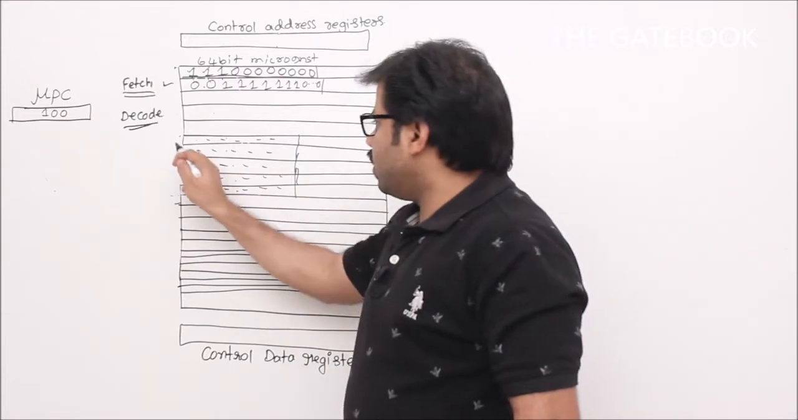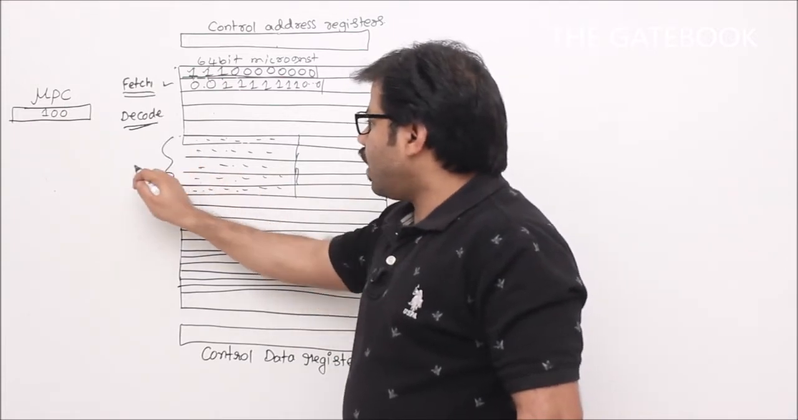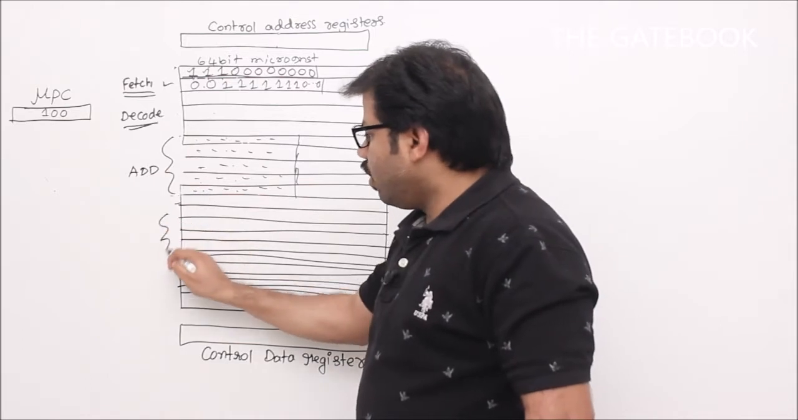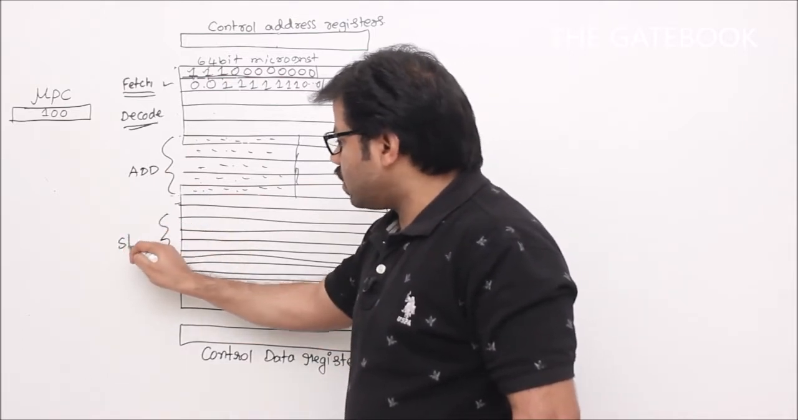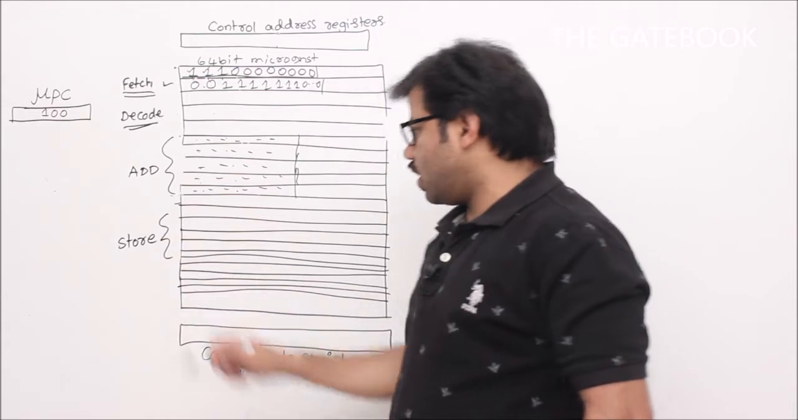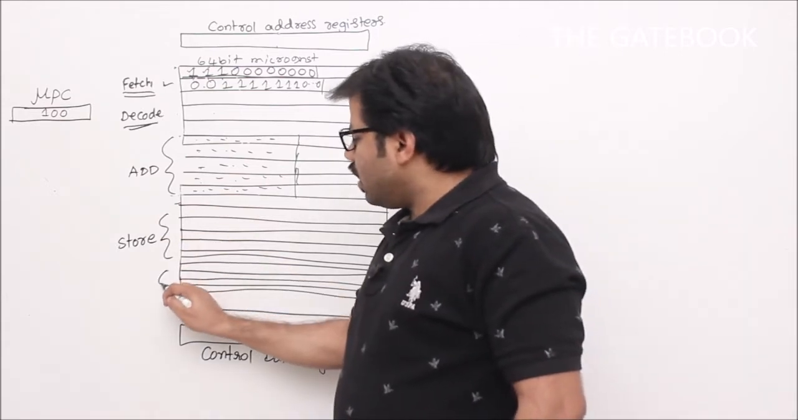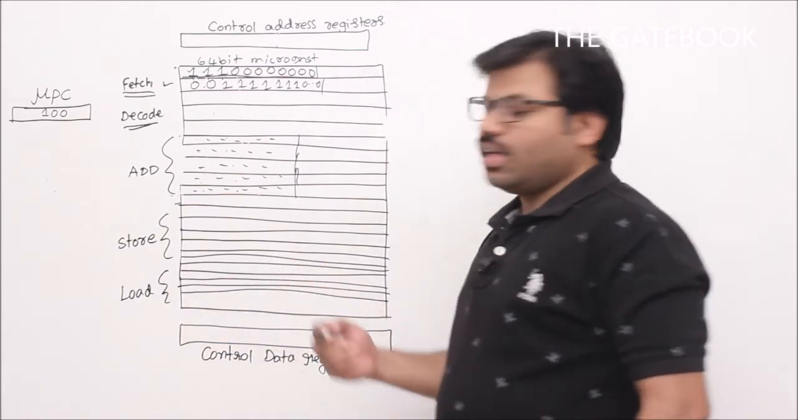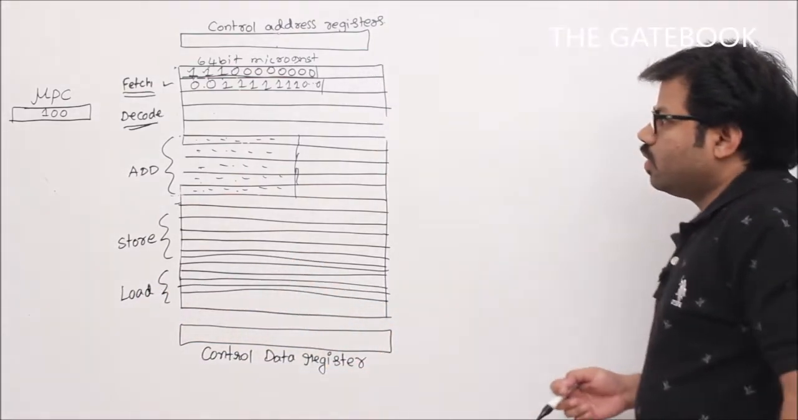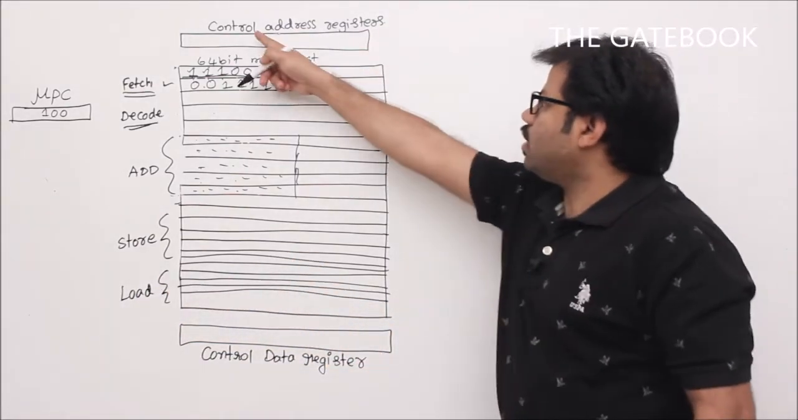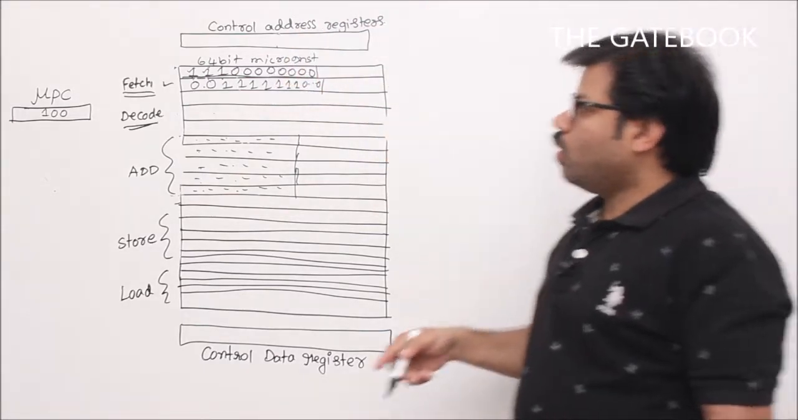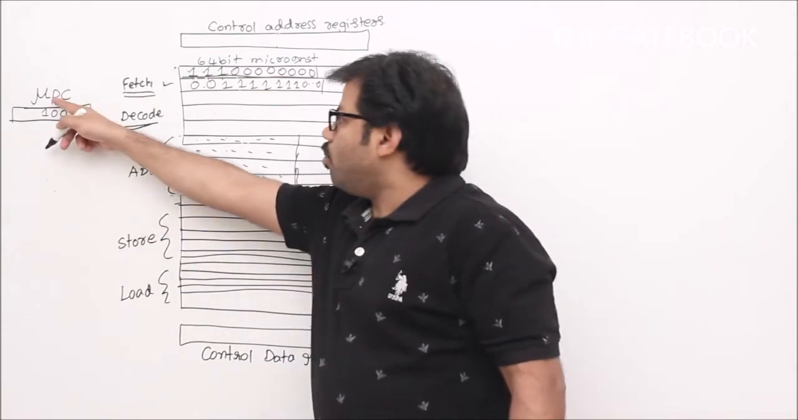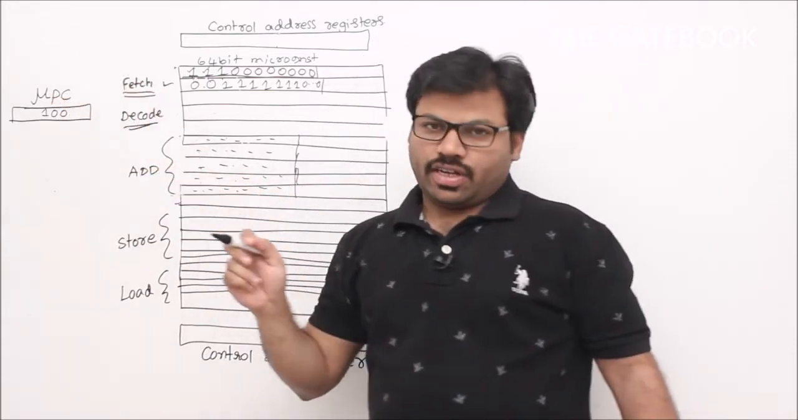Now we can feel like this. So maybe for add instruction this is the micro routine, and maybe for store instruction, that means the remaining part of store instruction, this is the routine. In that way, for load instruction maybe this is the routine. In that way you can imagine. Okay. Now sir, what is this control address register, sir? I will tell you. What is this micro program counter? I will tell you.